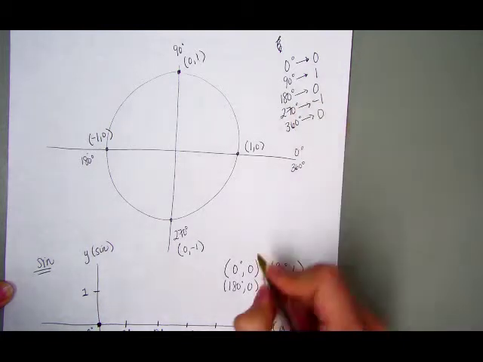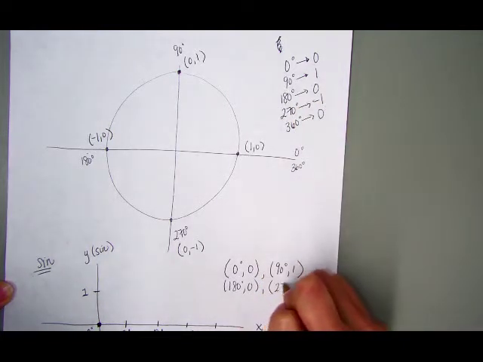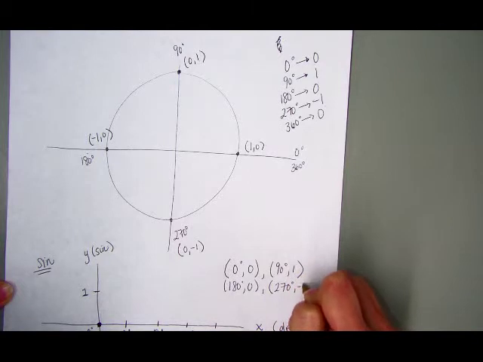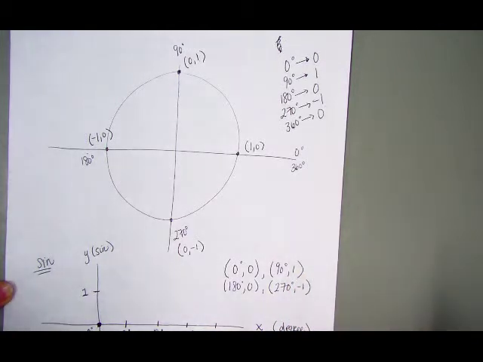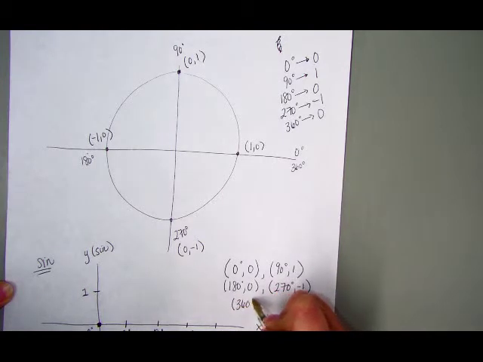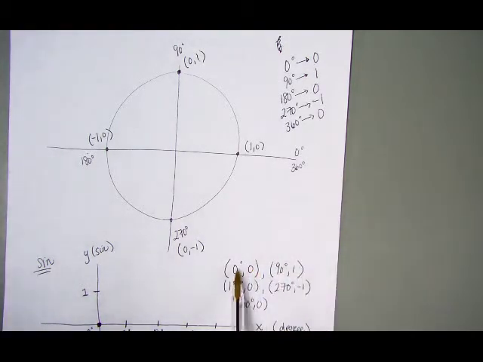270 degrees, my sine value is -1. So 270 degrees and -1 is going to be a point on my sine graph. And then my last one is 360 degrees and 0. So since I have 5 quadrantal angles, I should have 5 ordered pairs.